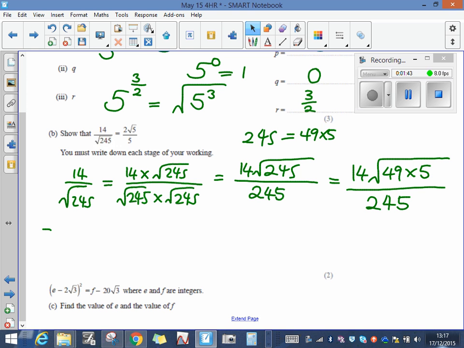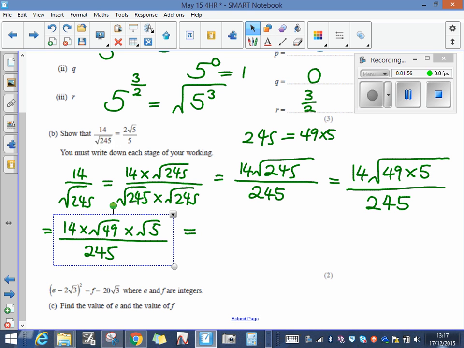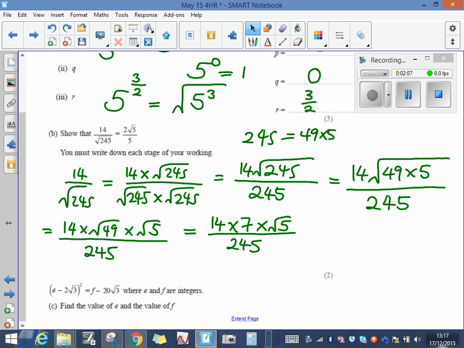And I can then split that into 14 times the square root of 49 times the square root of 5, because I'm allowed to split a square root like that. And on the bottom I've got 245. So the top then is the same as 14 times 7 times root 5, and that is over 245.